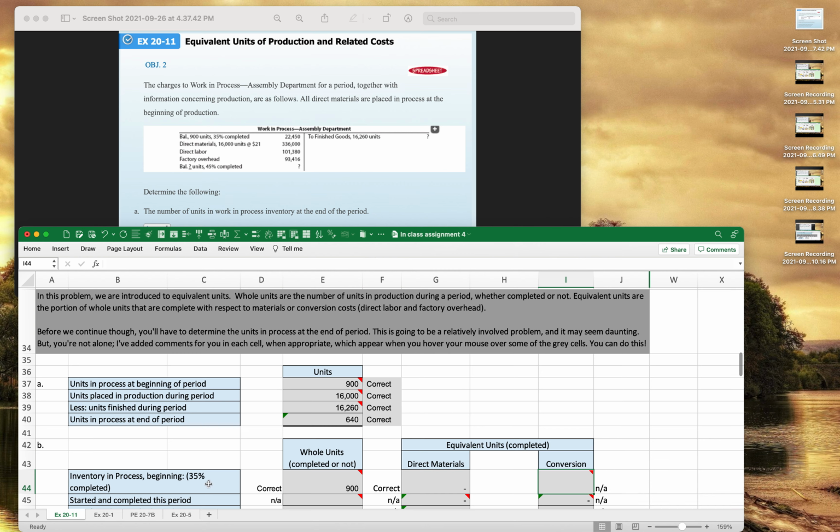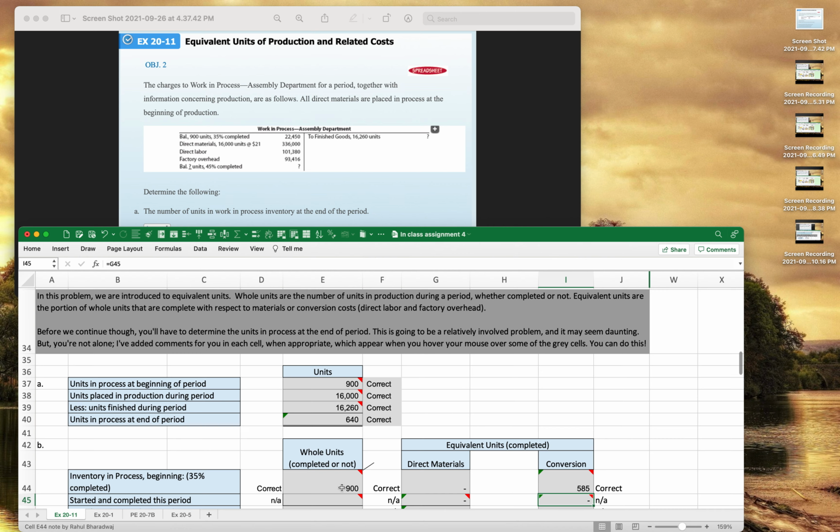Because if they're completed 35%, then what is not completed must be the other complement. 1 minus 35 is 65%. So out of the 900 pieces, 65% are yet to be completed.